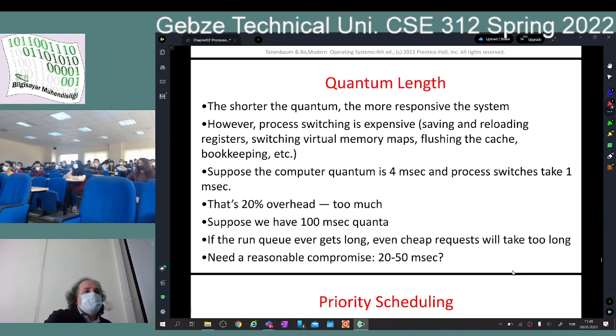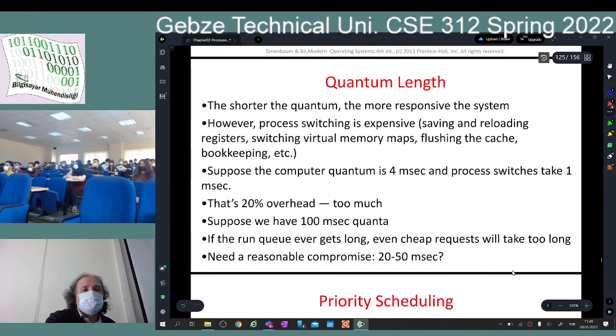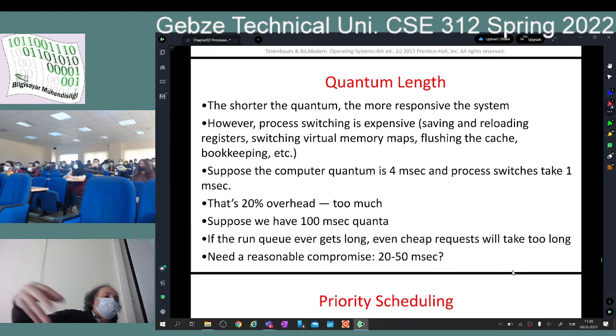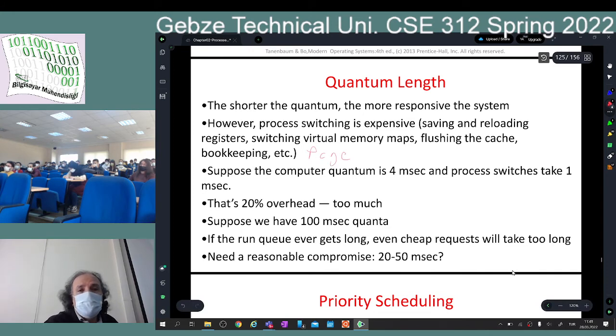The process switching is expensive. Context switching involves saving and reloading registers. We know that. Virtual memory maps, we don't know that much, but it is lots of stuff. Flushing the cache is going to kill us, right? Then bookkeeping, and the worst thing is the loading of the data from the disk. Page faults are the most expensive. Know your enemies: page faults are your enemies. Page faults, context switching.